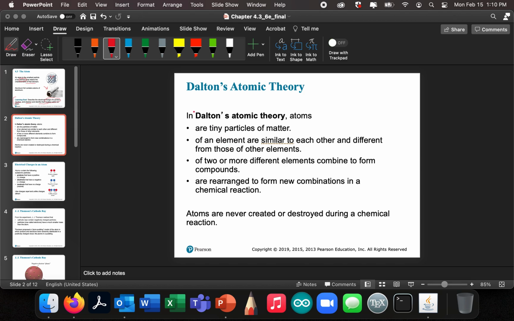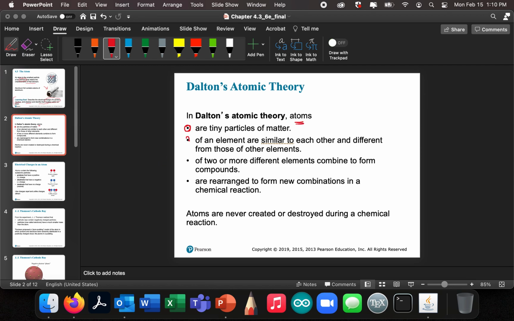John Dalton, I think this was in the 1800s. I'm sorry to say I've even forgotten when it is. But John Dalton's atomic theory contains 4 points. Number 1, matter is made up of tiny particles, okay? And they're called atoms, right?